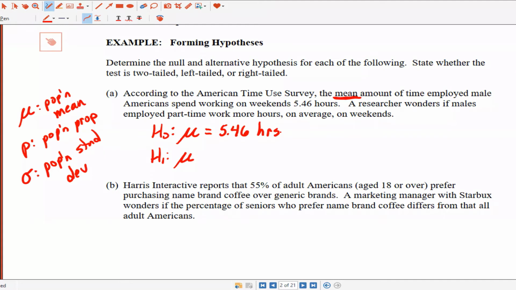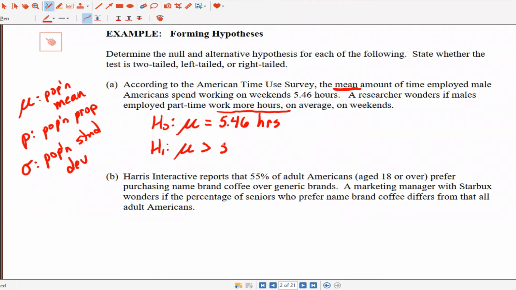And then the alternative hypothesis is the statement we're trying to gather evidence to demonstrate. We want to know if the part-time workers are working more hours on the weekends. And so what you have to do is read that language and judge what direction your alternative hypothesis is. Is it a not equal to, which would mean different? Or is it a greater than, which would say things like more than, exceeds, something like that? Or is it a less than? So more than. Yeah, so this is a greater than inequality, 5.46 hours. And so you can see this is a right-tailed test.